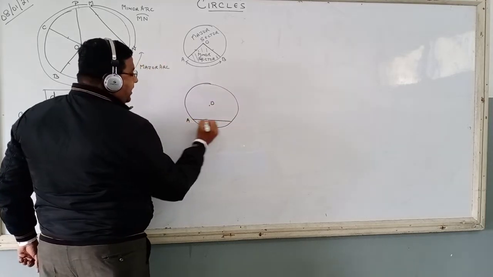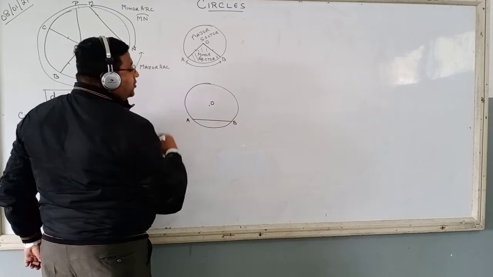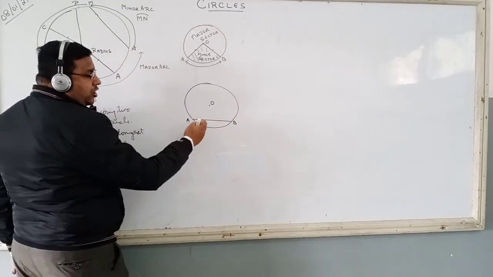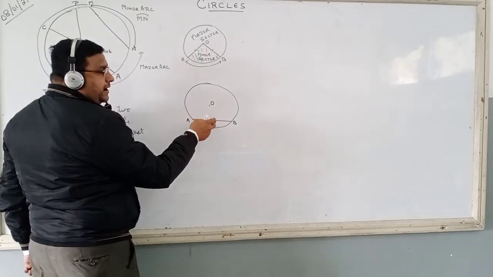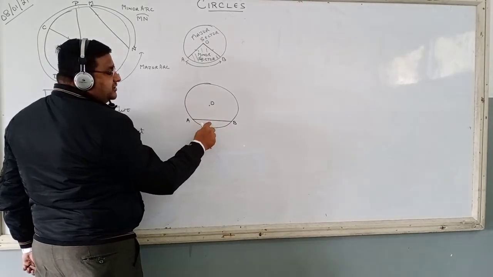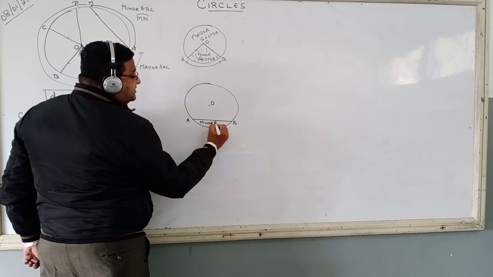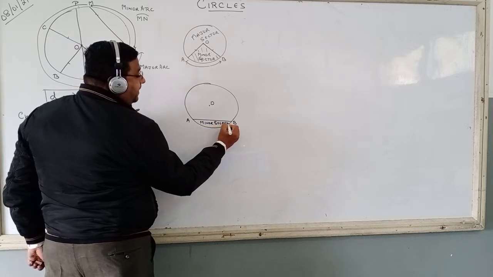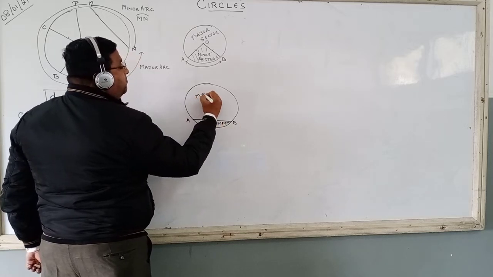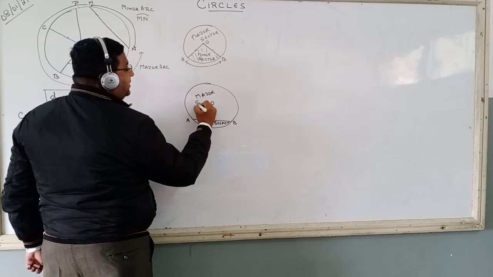You can see this chord AB. It is joining 2 points on the circle. So this chord is dividing the circle into two parts. This is one major part and this is the smaller part. These are called segments: this is the minor segment, and this is your major segment.